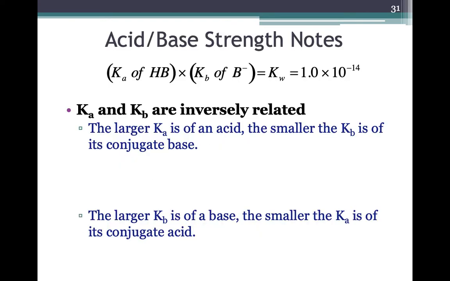So Ka and Kb are inversely related because in water they have to multiply together to give us Kw for water. And so, pretty straightforward. If Kb is larger, then the Ka for that base would be smaller and the conjugate acid would be very weak. If the Ka is large for an acid, then the Kb must be much smaller, and so therefore its conjugate base is also very weak.